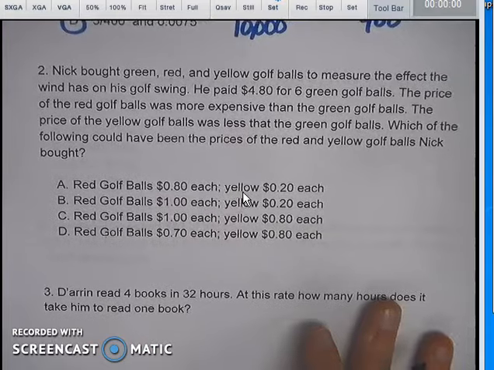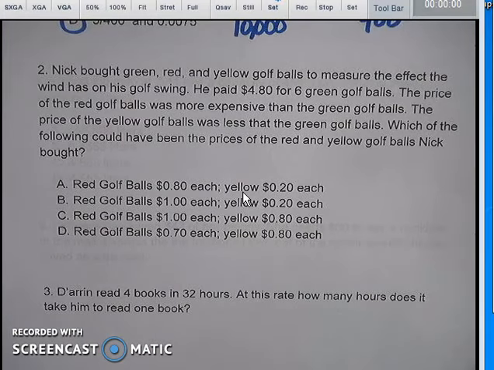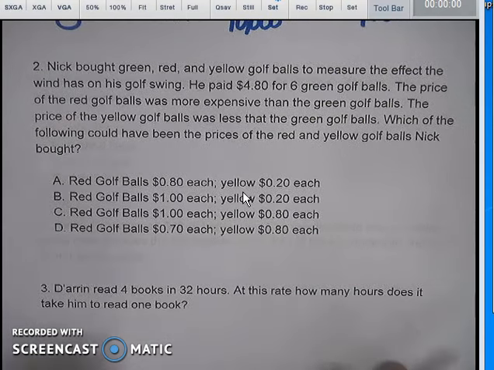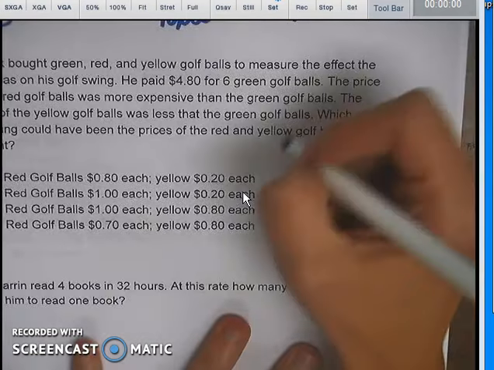Do not miss it. Nick bought green, red, and yellow golf balls to measure the effective wind it has on his golf swing. He paid $4.80 for 6 green. The price of the red was more expensive than the green. The price of the yellow was less expensive than the green. Which of the following could have been the prices of the red and the yellow? So in order to figure out how much the red and the yellow are, we have to first find out how much the green are. So in order to do this, you're going to have to find a unit rate. To find a unit rate, we're going to set up a WKU.